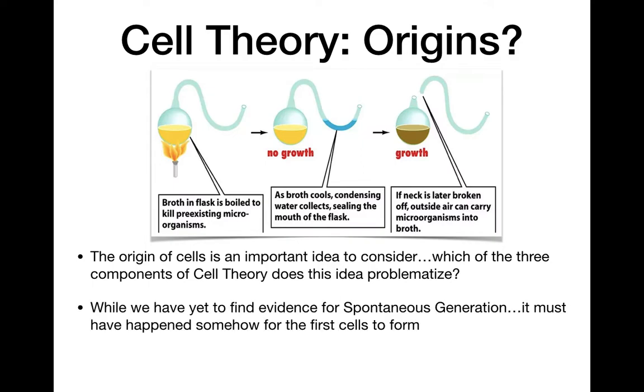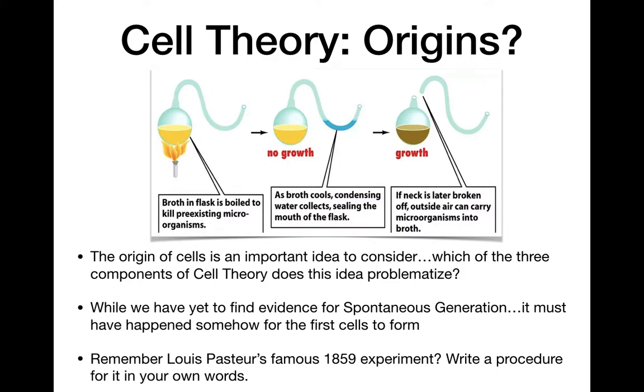So we haven't found evidence for spontaneous generation, which is the idea that life can come from non-living things. We haven't found any evidence that it's actually happening on Earth, but the first cells had to come from somewhere. And if there was no life before them, they must have come from some sort of non-living things. And this is one of the examples of where science doesn't have an answer, and where a lot of people go to their faith and their religion and something bigger than humanity explaining these kinds of mysteries. So Pasteur did this famous experiment in 1859.